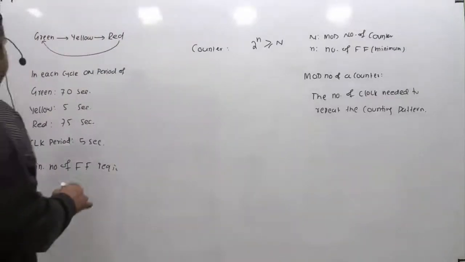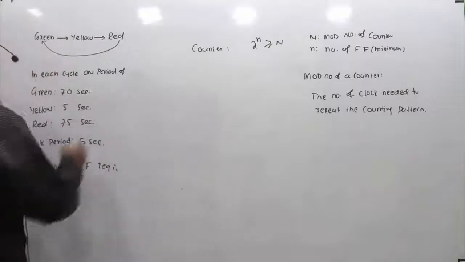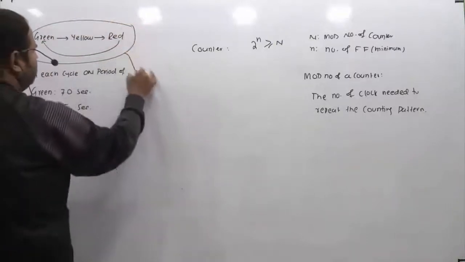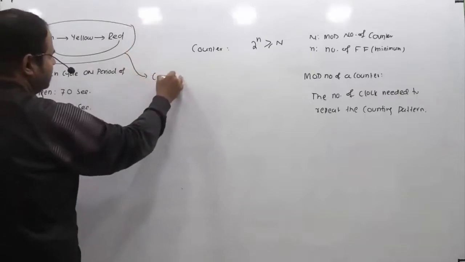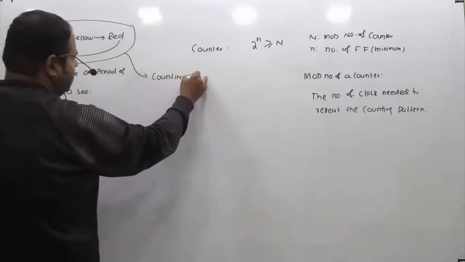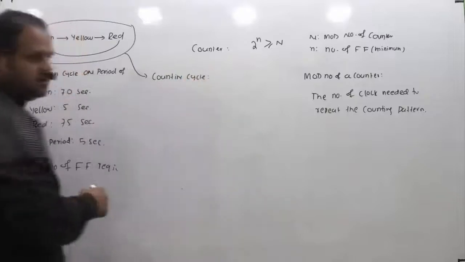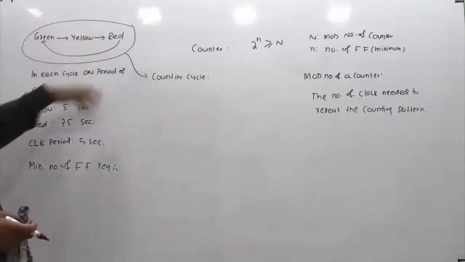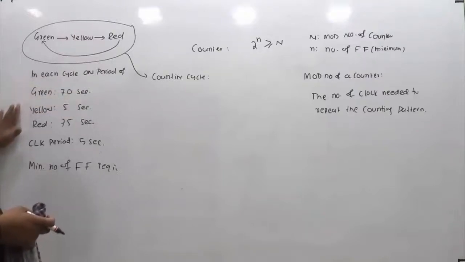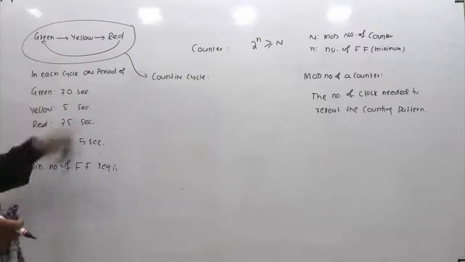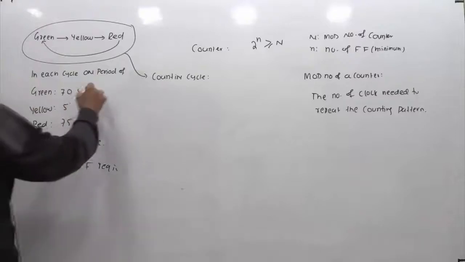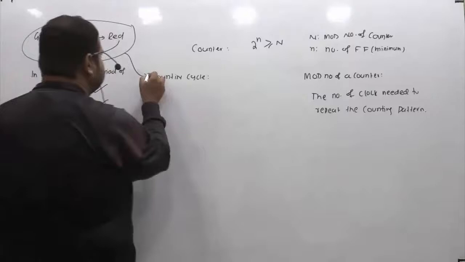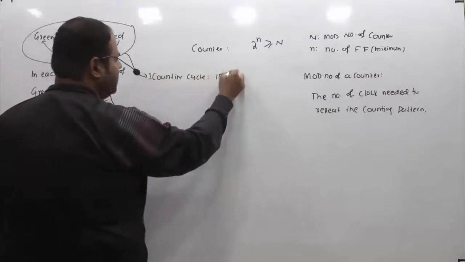So here, this is the cycle. If we say this is the counting cycle, how many seconds does one counting cycle involve? Because the sequence is green to yellow, yellow to red, red to green, all the lights should be turned on once to complete one counting cycle. So this is on for 70, this is for 5, and this is 75. So one counting cycle is equivalent to 150 seconds.